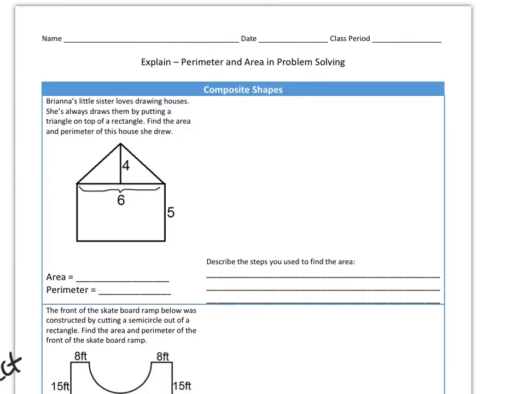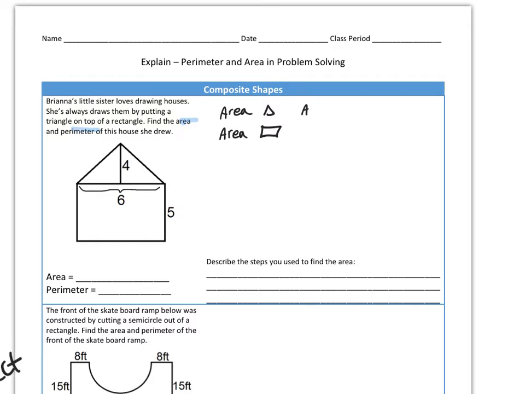It says, Brianna's little sister loves drawing houses. She always draws them by putting a triangle on top of a rectangle. Find the area and the perimeter of the house that she drew. All right, cool. So we know that we're going to need to know the formula for the area of a triangle and the formula for the area of a rectangle.